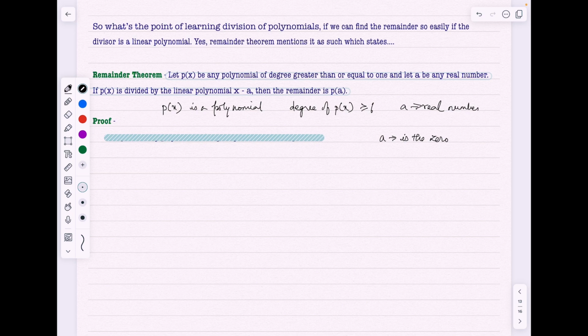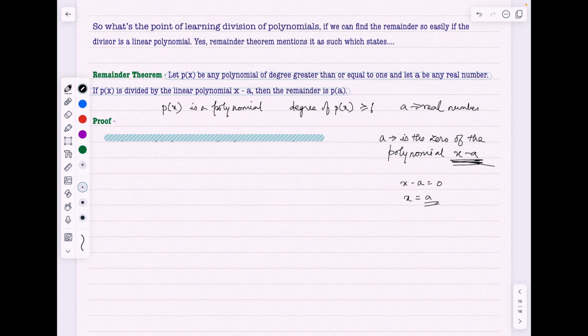Okay, one simple thing I am telling you: a is the 0 of the polynomial x minus a, or not? a is the 0 of the polynomial x minus a. You do x minus a equals 0, so x equals what? a. So a is the 0 of the polynomial x minus a. It is saying that if p(x) is divided by the linear polynomial x minus a, then the remainder is what?